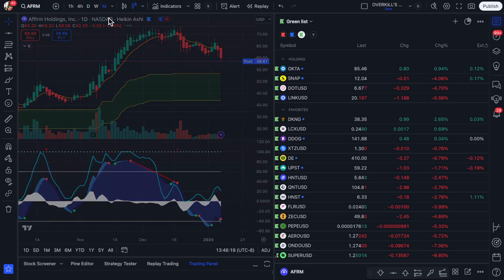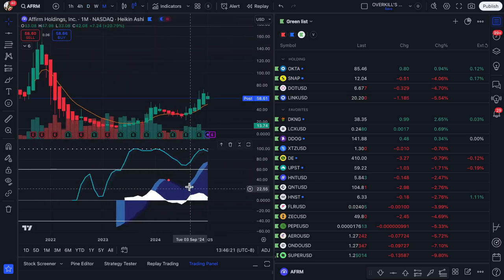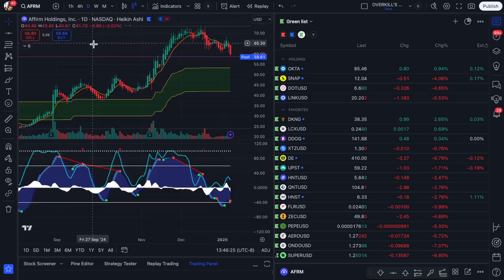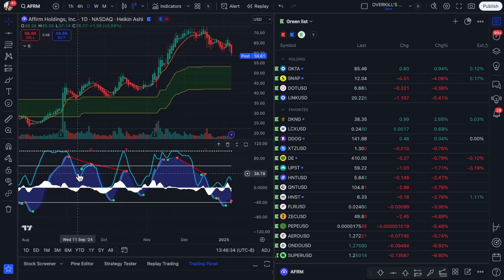I've been wanting to take a position on this. We were calling this thing out back here in September at around $40. It ended up hitting 74 for almost a 100% move. Big move there. Again, you had the opportunity to buy it right there, and right there, and right there. Green dot, green dot, green dot.